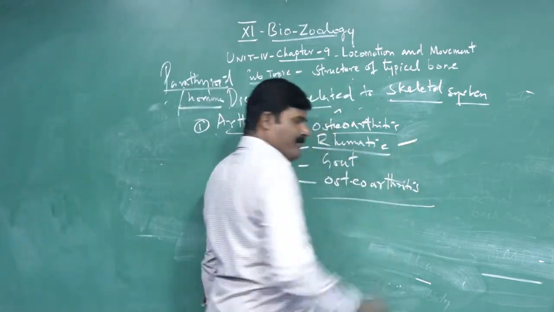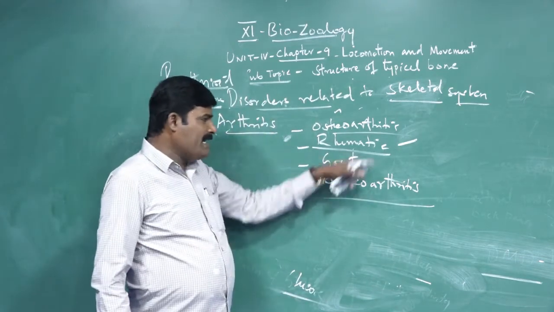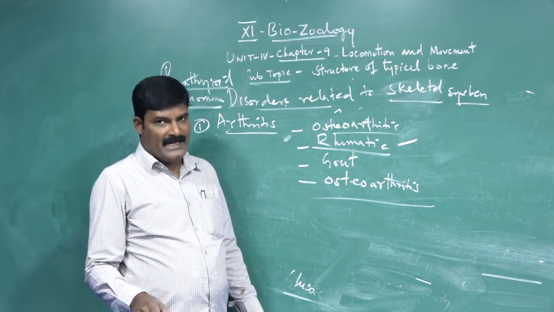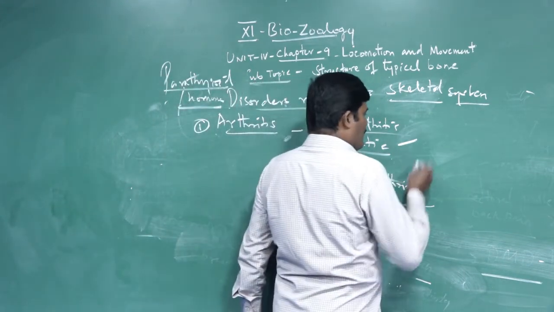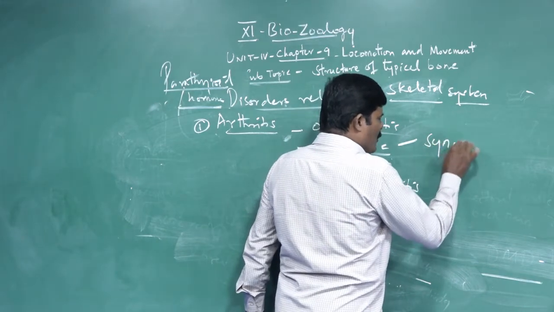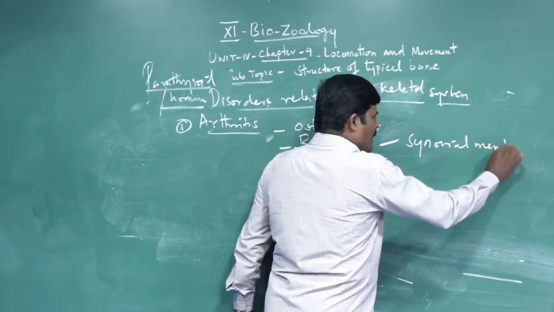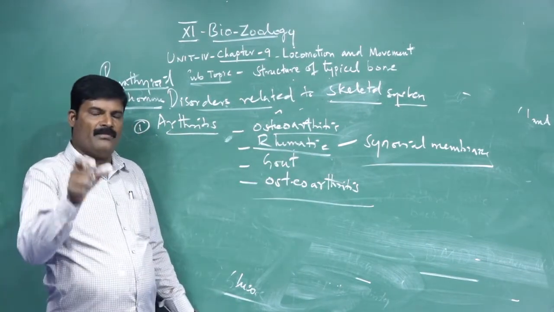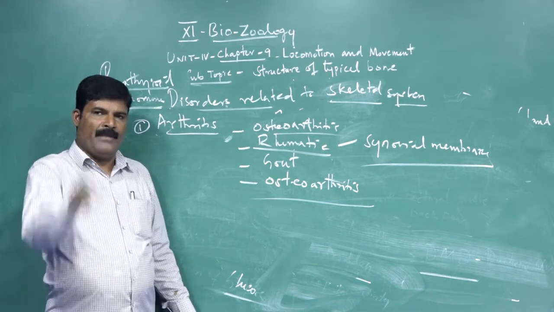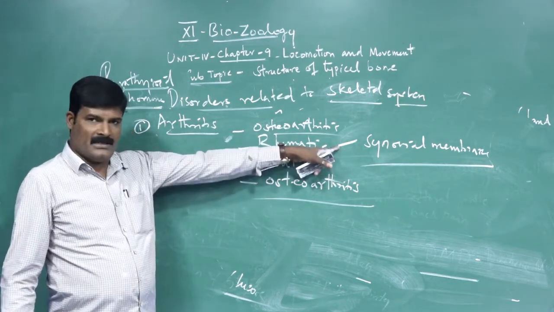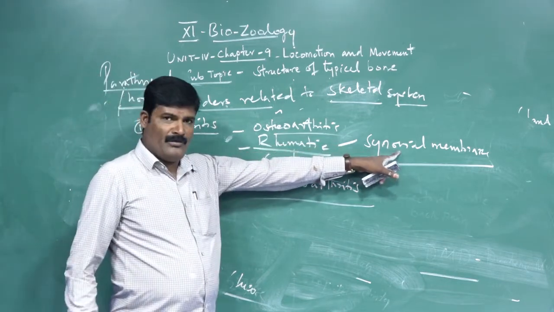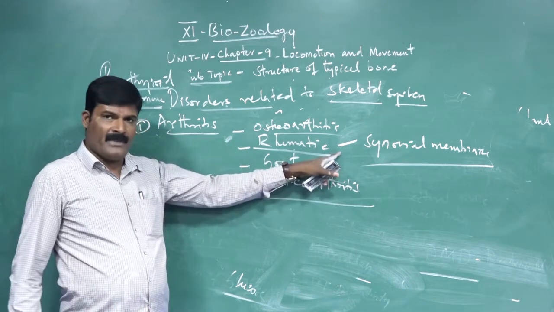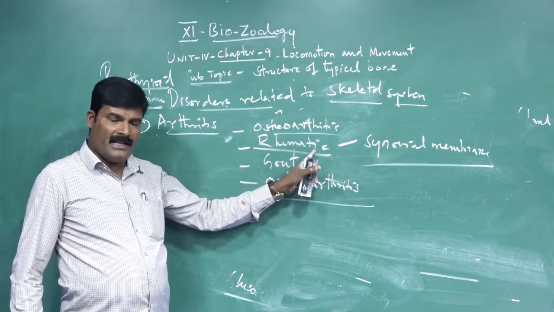What is the second type? Rheumatic arthritis. Rheumatism is one kind of autoimmune disorder. Particularly it affects the inflammation of the synovial membrane. You know already the synovial joint is present in major parts of our body. It allows movement. The two ends of the bones are covered by the synovial membrane. It forms a cavity. So inflammation of the synovial membrane leads to rheumatic arthritis.